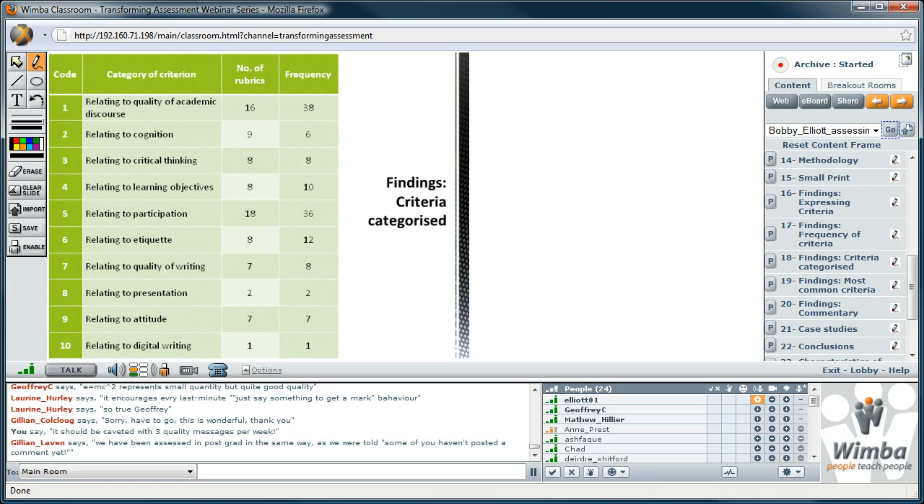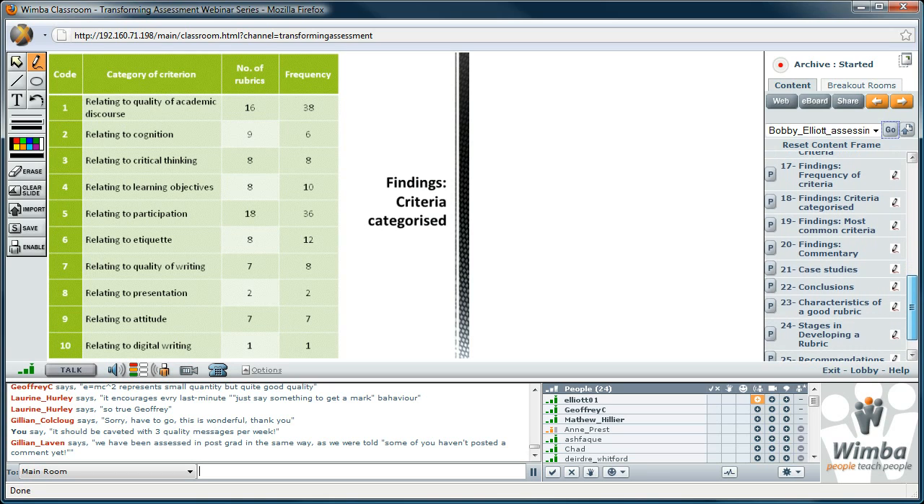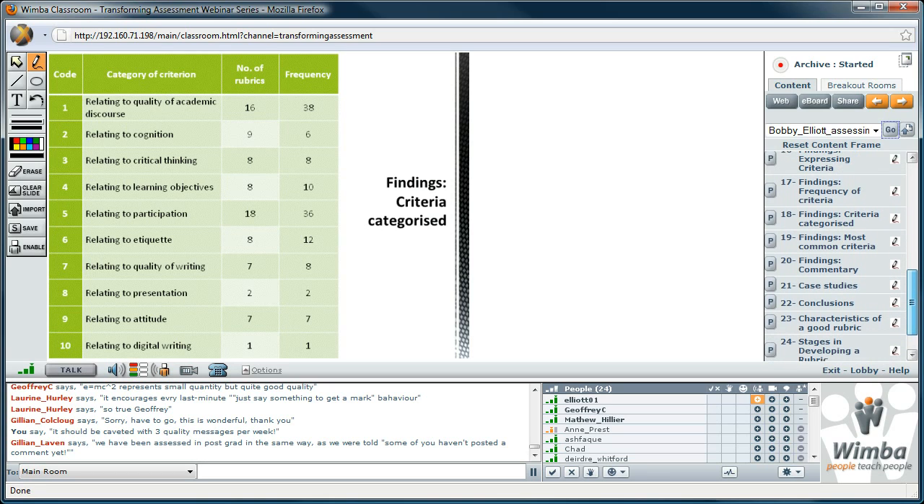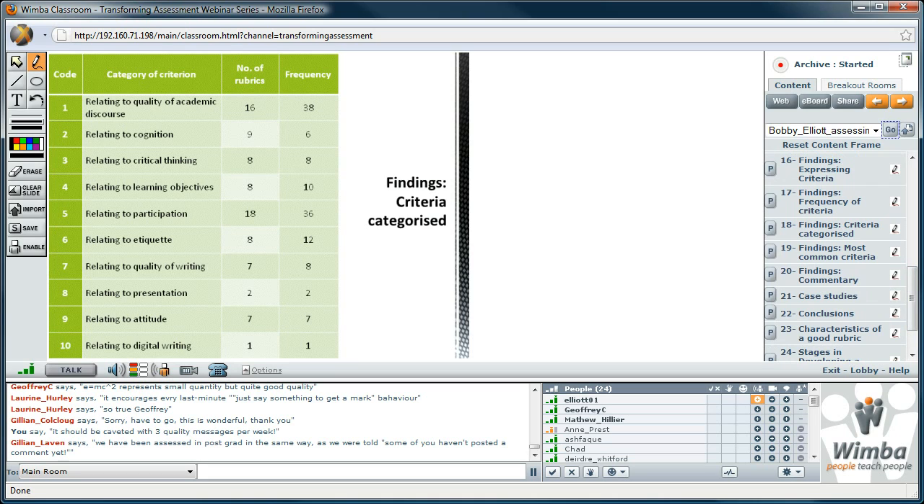I grouped them all together under a code 5, and if you look at row 5 in that table, I'm saying that 18 of the 20 rubrics had criteria relating to participation. And that translated to 36 of the original 128 criteria. To be honest, I think it's the column headed number of rubrics that's important, so I'm going to focus on that.